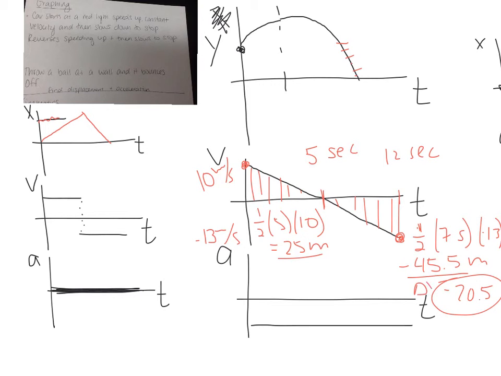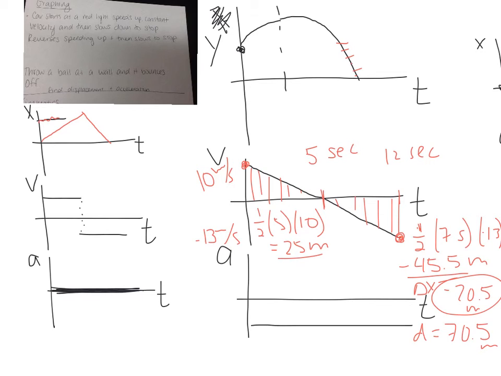So that would be delta x. Now the distance, what would the total distance be? 70.5 meters. Okay, because you would take the negative away.